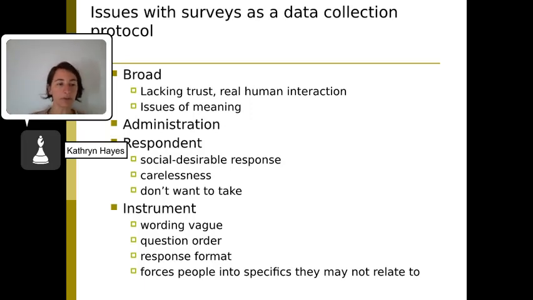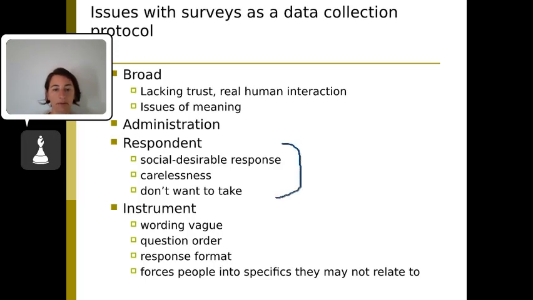However, there are also issues with collecting survey data as compared to interviews or other data. Number one, surveys are very broad. There's no real human interaction, and so the kinds of meaning that you can acquire through surveys are necessarily superficial and shallow. Survey administration can be troubling. Where do you give the survey? Do you send it out through the mail? Is it over the telephone? Do you give it to someone during a professional development and take time away from the professional development?